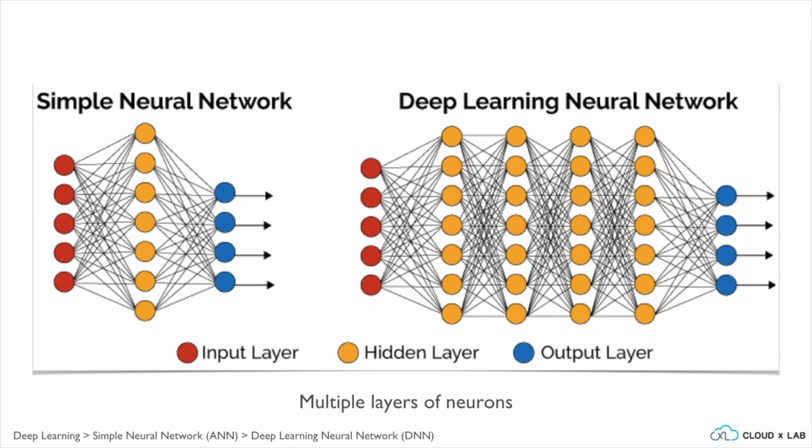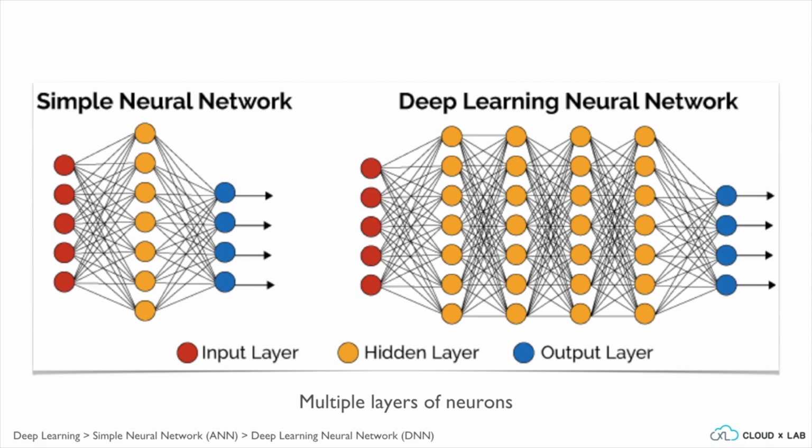Notice that all inputs are connected to all the neurons, and each neuron is also connected to other neurons. Here, the input layer is represented in red, and the output layer is represented in blue. A simple neural network has only one layer of neurons between the input and the output, otherwise known as the hidden layer. And a deep neural network has many hidden layers.